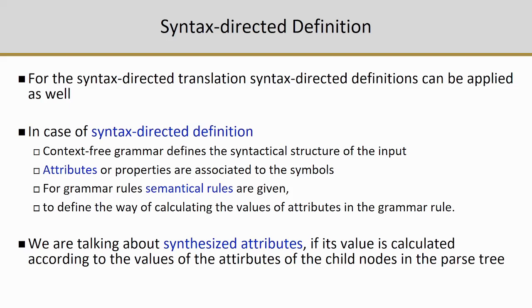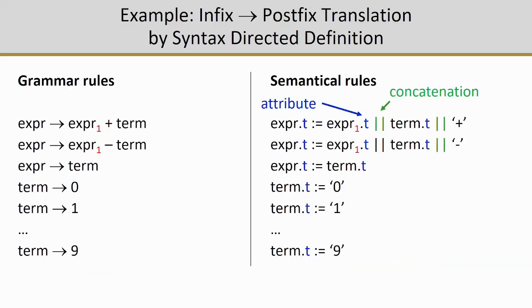And we are talking about synthesized attributes when the attribute of the non-terminal on the left-hand side of the grammar rule is calculated from the attributes of the symbols on the right-hand side of the grammar rule, which means that in the parse tree, the value of the attribute of a node is calculated from the value of the attributes of its children. Okay, let's see an example.